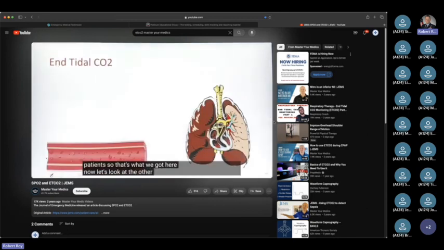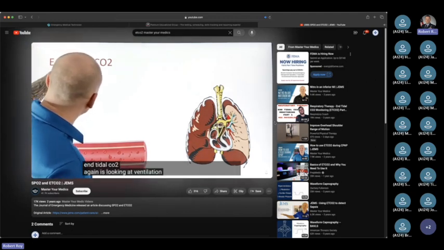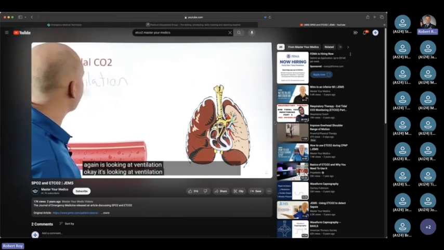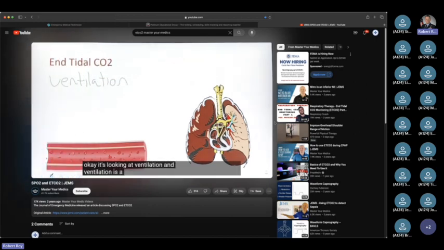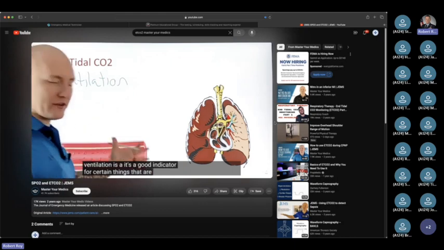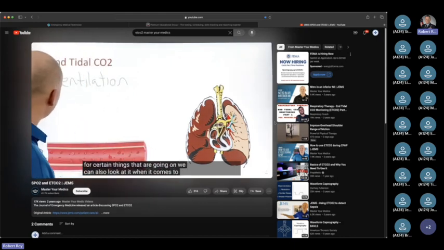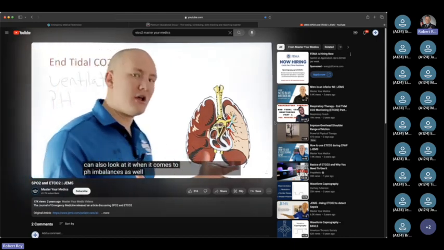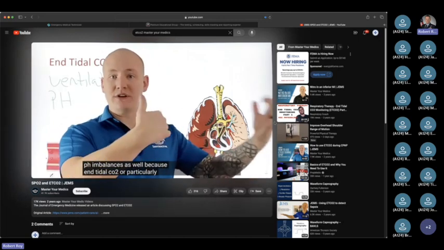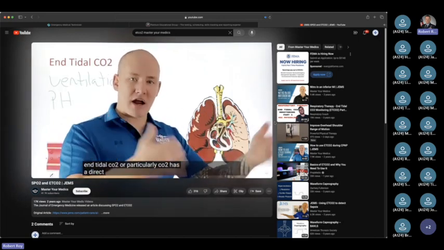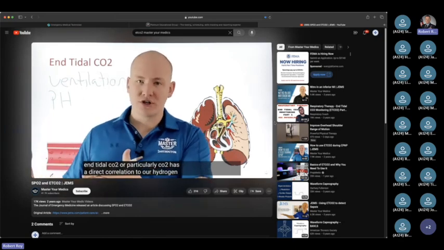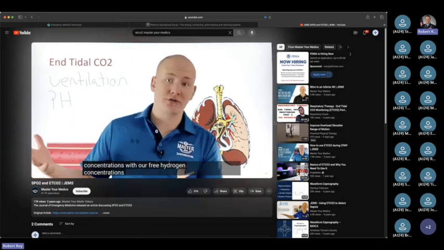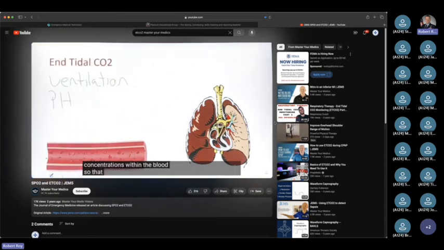Now, let's look at the other side of this coin, which is the end-tidal CO2. Now, the end-tidal CO2, again, is looking at ventilation. It's a good indicator for certain things that are going on. We can also look at it when it comes to pH imbalances as well, because end-tidal CO2, or particularly CO2, has a direct correlation to our free hydrogen concentrations within the blood. So that being said, end-tidal CO2 is great for this.